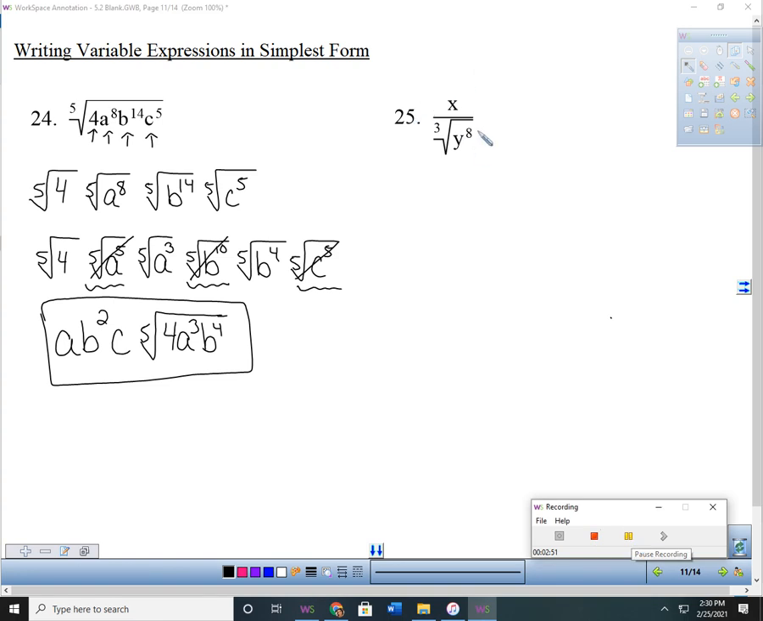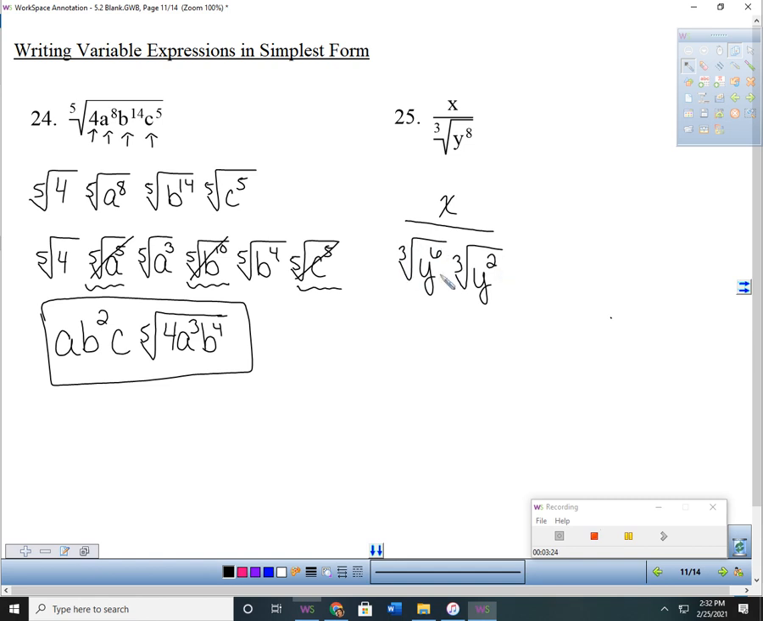On 25, if I look down here, I have a root in the bottom, but that root isn't fully simplified. So before I do anything, I'm going to fully simplify my root. So I'm going to have to split that. So what is the biggest number smaller than 8 that will divide by 3? 6. So that leaves 2 of these left over.